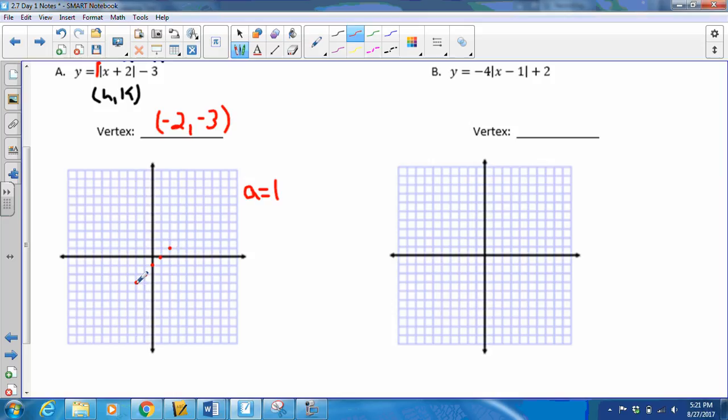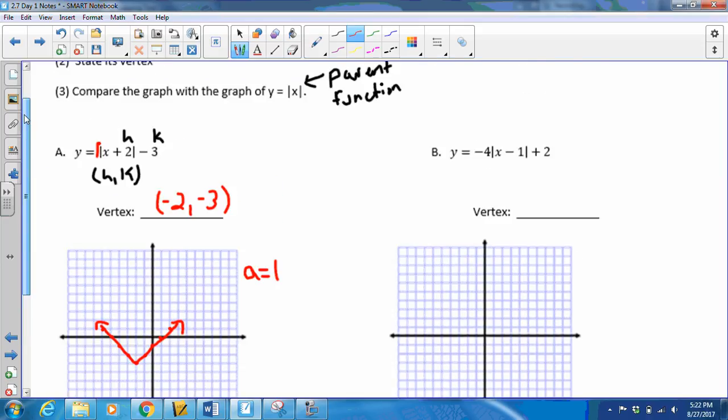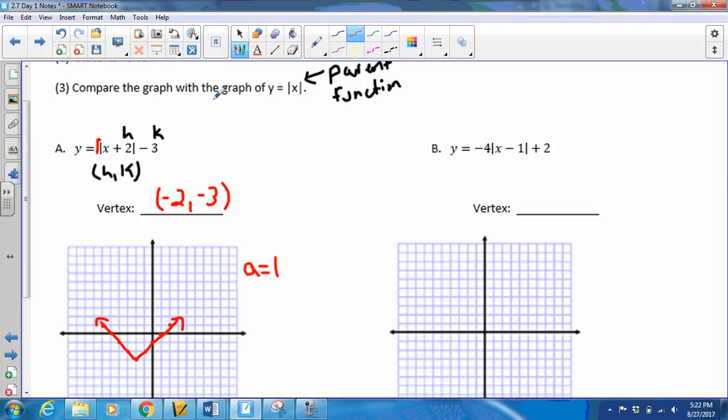Then you do the exact same thing. You go with your vertex, still go up 1, but now you got to go to the left 1. And then you do that for a few points as well. Once you've done that, you're going to connect your points. And then we have that. Good.